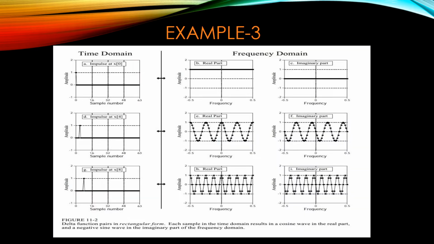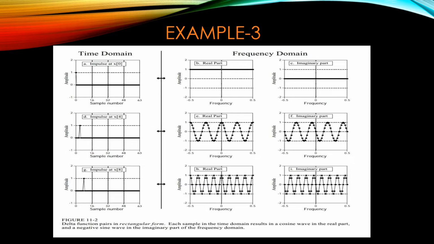Let us understand more with the help of a picture. Let us consider the figures D, E and F. Now, here we can see that they show an impulse at sample number 4 in time domain. It results in 4 cycles of cosine wave in the real part of the frequency spectrum and 4 cycles of negative sine wave in the imaginary part.